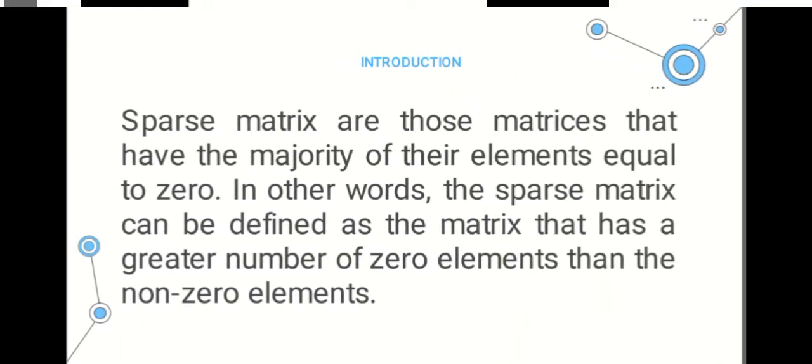Sparse matrices are those matrices that have the majority of their elements equal to 0. In other words, a sparse matrix can be defined as a matrix that has a greater number of 0 elements than the non-zero elements.